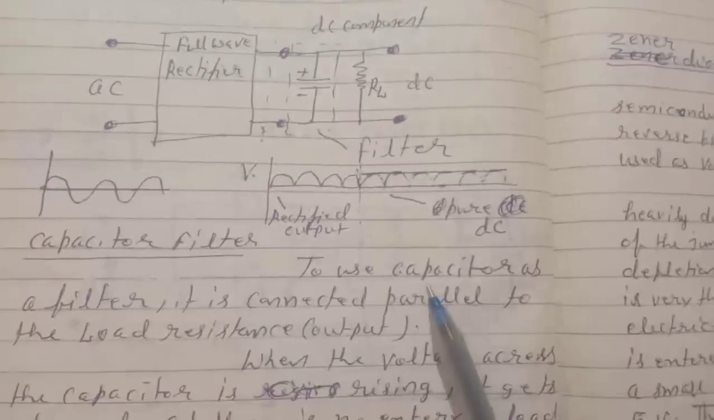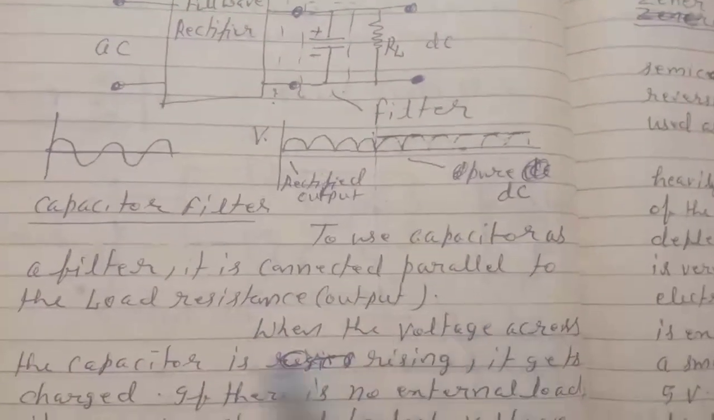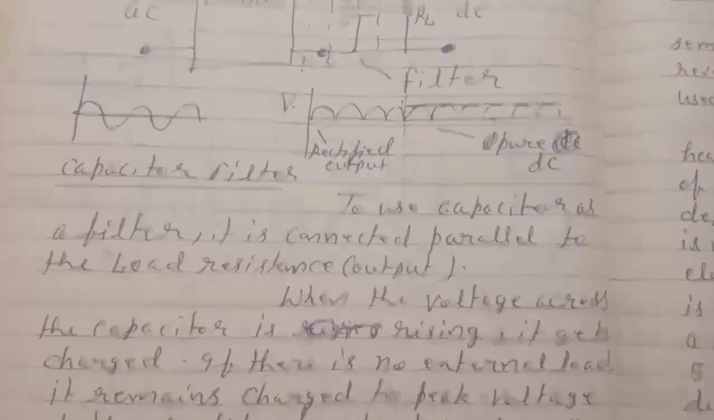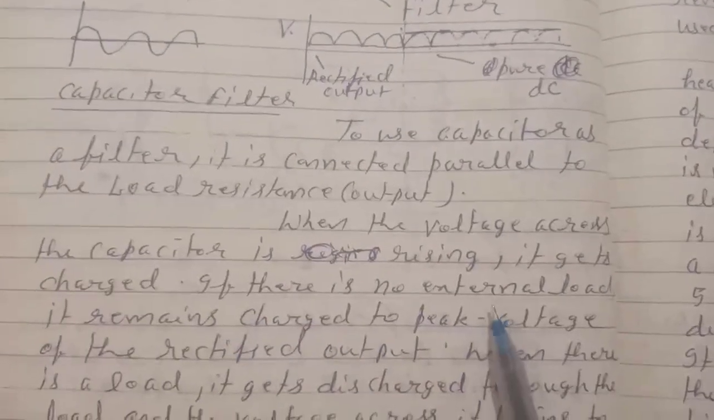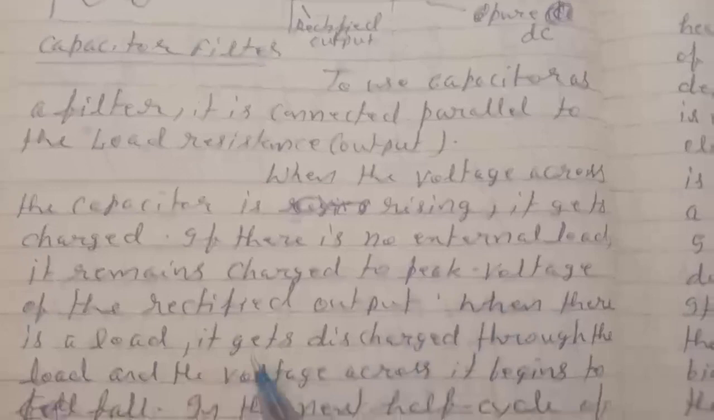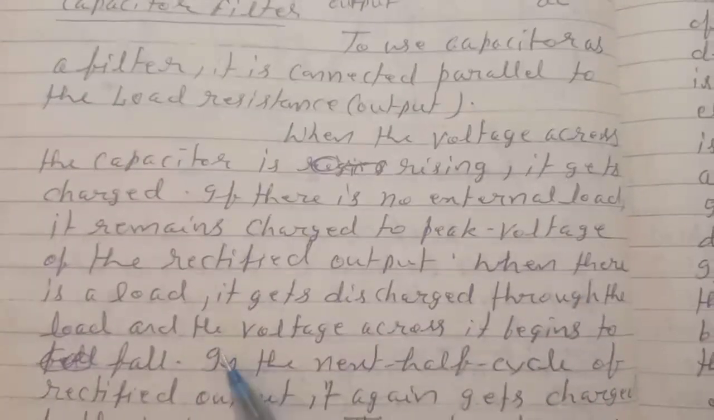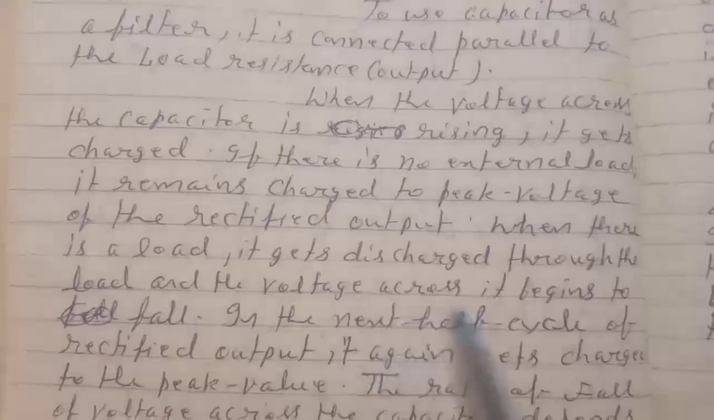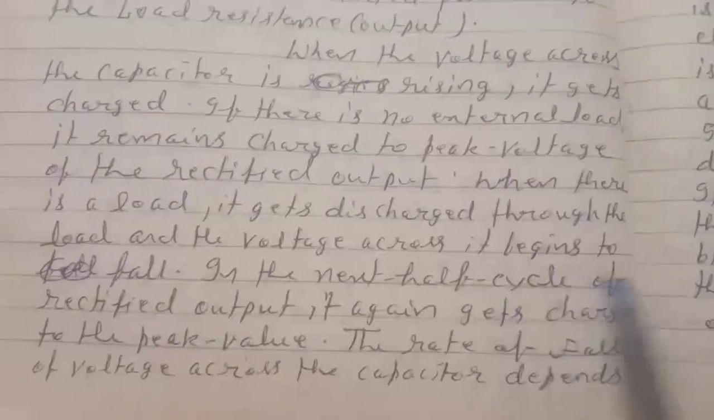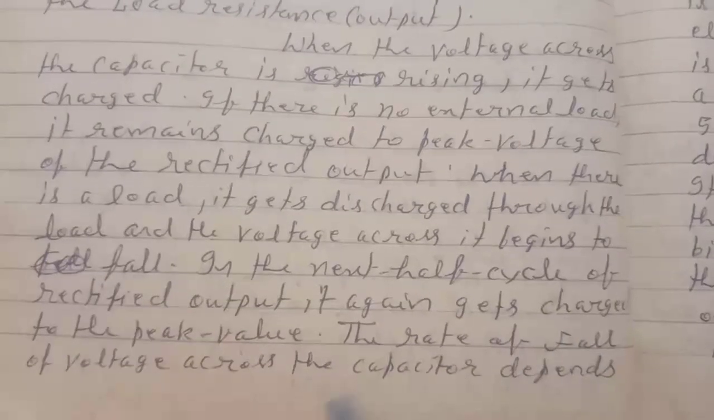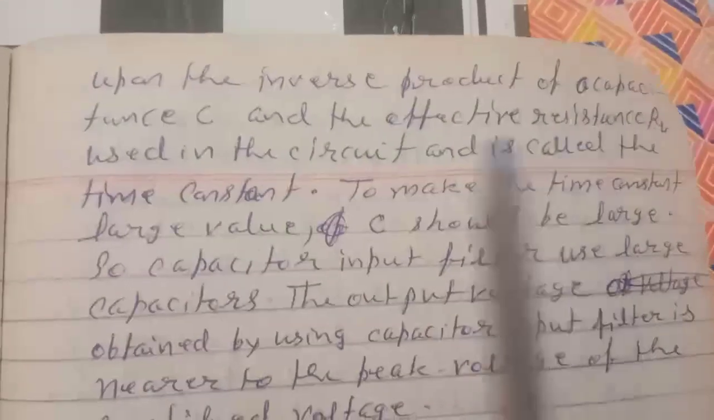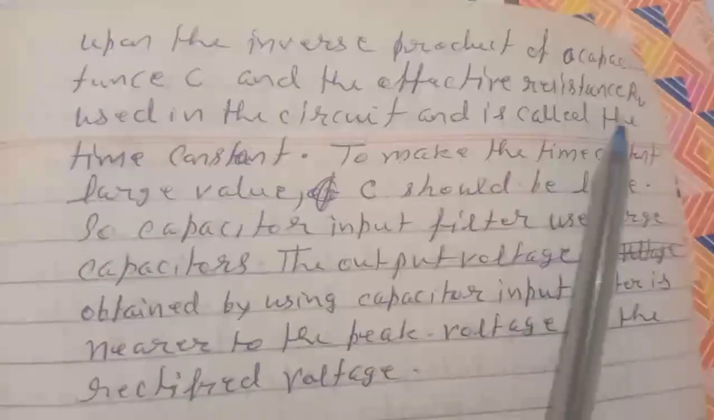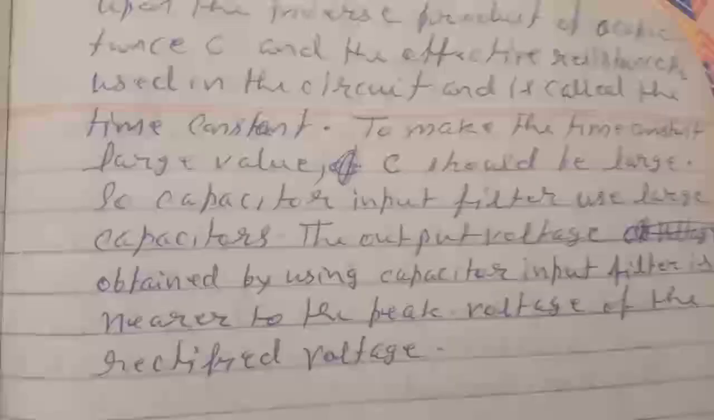Capacitor filter. To use a capacitor as a filter, it is connected parallel to the load resistance, that is, the output. When the voltage across the capacitor is rising, it gets charged. If there is no external load, it remains charged to the peak voltage of the rectified output. When there is a load, it gets discharged through the load and the voltage across it begins to fall. In the next cycle of the rectified output, it again gets charged to the peak value. The rate of fall of voltage across the capacitor depends upon the product of capacitance and the effective resistance RL used in the circuit, and is called the time constant.